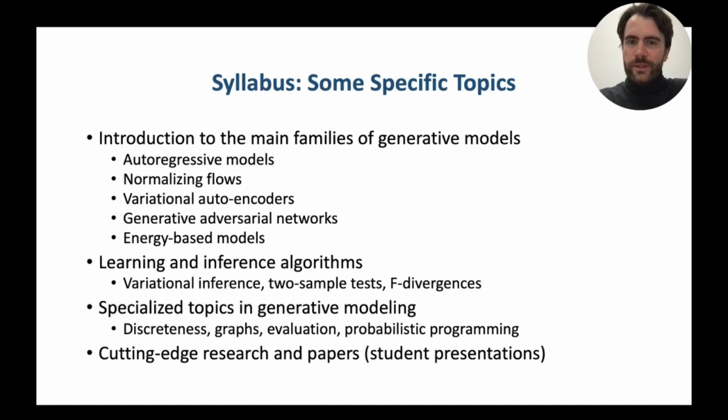Now, a little bit more specifically, you could view the topics of this course as being, first of all, an overview of the main families of generative models. I would say right now out there, there are 5 or 6 key families of generative modeling algorithms. So these include autoregressive models, normalizing flows, variational autoencoders, generative adversarial networks, energy-based models, and diffusion models, score-based models. Continuous time generative models, continuous time normalizing flows are related to these.